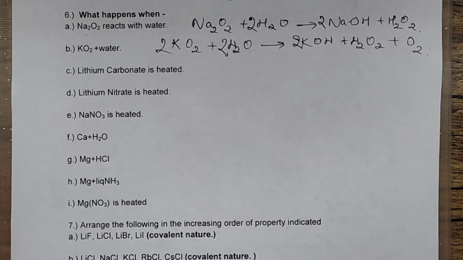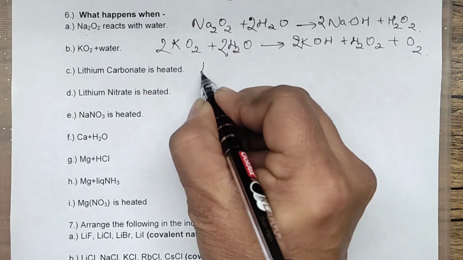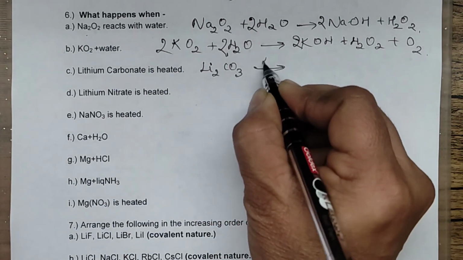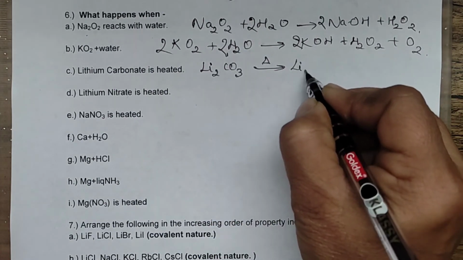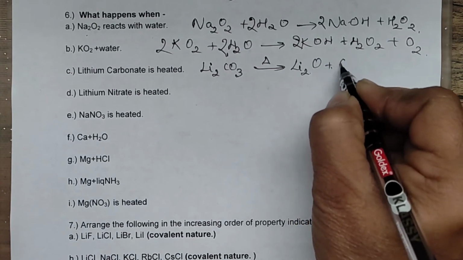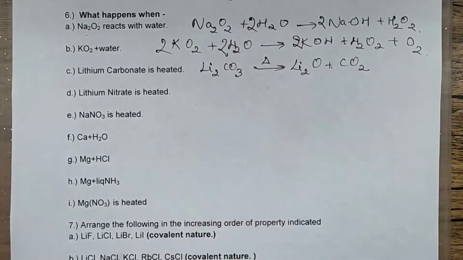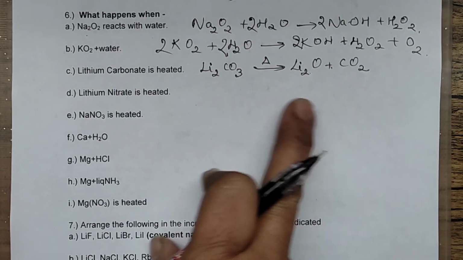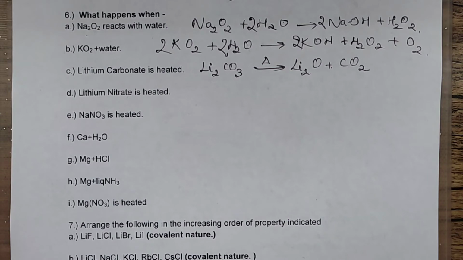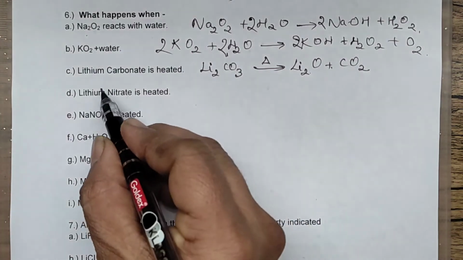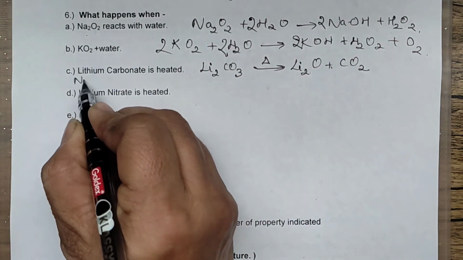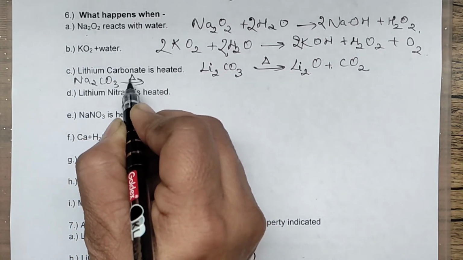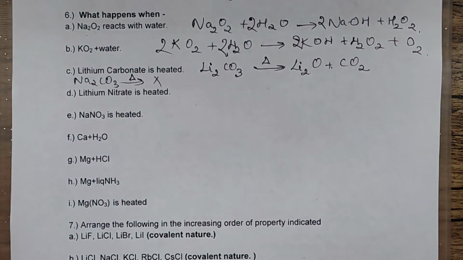Now lithium carbonate is heated. When you heat it, you will get lithium oxide plus carbon dioxide. No other alkali metal carbonate on heating will give carbon dioxide gas. It is only lithium carbonate which on heating will give this. In the same question, suppose it was asked what happens when sodium carbonate is heated, then nothing will happen. It will not decompose further.